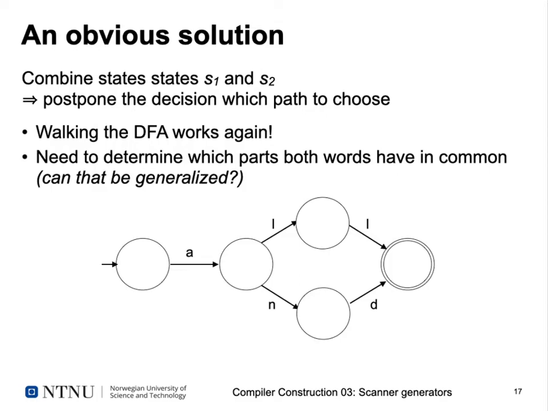So an obvious solution here is to combine the states S1 and S2. So essentially we can postpone the decision which path to choose. So we can start here, we read an A in any case, and then we split only at the second state. So now if we read an L, we go up here, read the second L, have detected an all, or we can read an A, read an N, and a D, and we have detected AND. So walking the DFA works again, but we need to determine now, in building the DFA, which parts of both words actually are common. And the interesting question here is, can we actually generalize this approach?